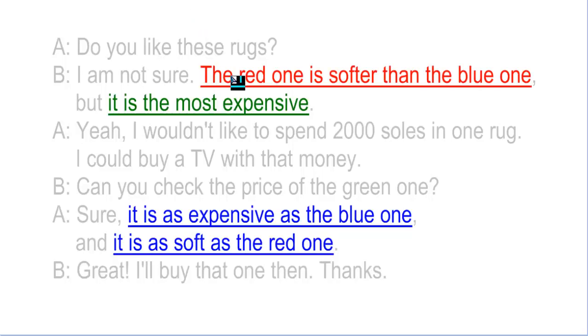So as you see in this conversation, the two people, you and your friend, are comparing different objects in the store. Because that's what we normally do when we buy something. We want to see the difference between the objects. For example, here you are telling your friend, "The red one is softer than the blue one." The red rug is softer than the blue rug. But it is the most expensive. So if we compare the red rug versus all the rugs in the store, this one is the most expensive.